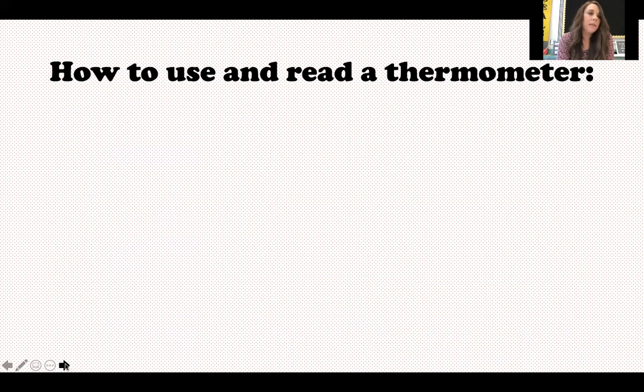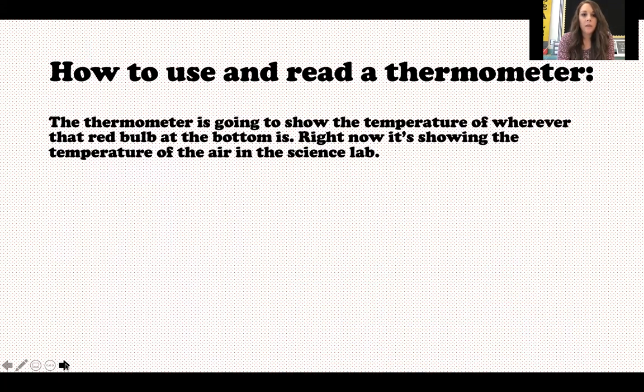How to use and read a thermometer. The thermometer is going to show the temperature of wherever that red bulb at the bottom is. So for example, this thermometer right now that I'm holding in my hand, this red bulb is just showing me the air temperature of the science lab because I don't have this red bulb in a cup of water or anything else. It's just telling me what the air is.